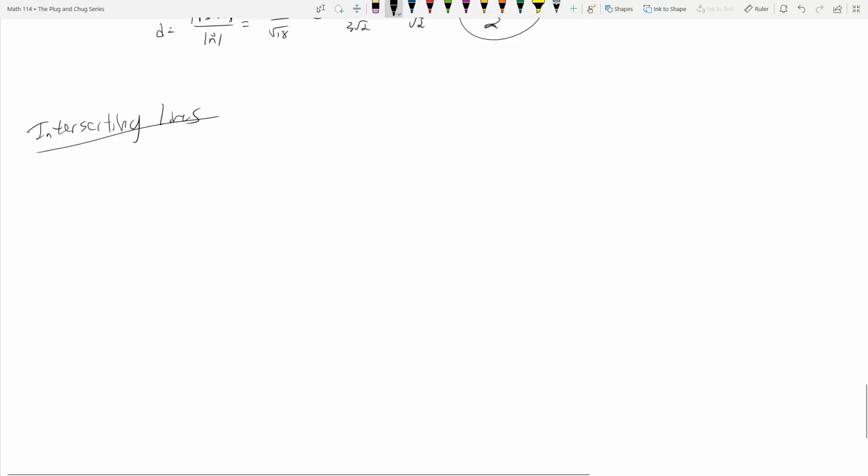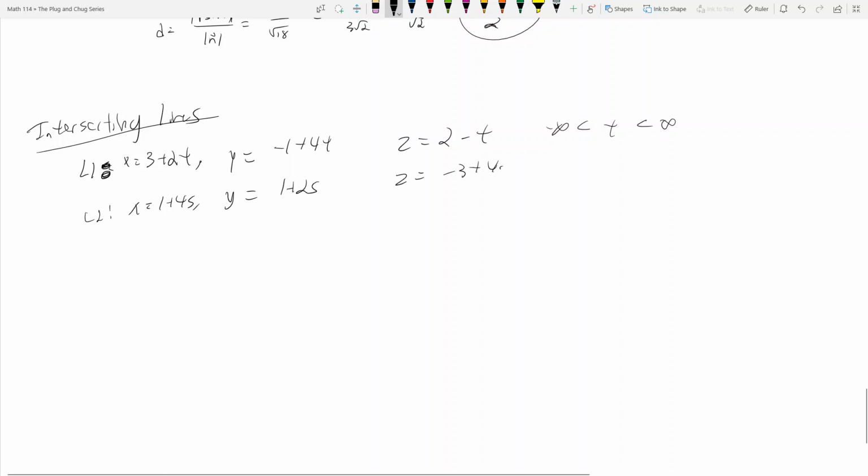So what happens when you intersect lines? Let's take L1: x is equal to 3 plus 2t, y is equal to negative 1 plus 4t, and z is equal to 2 minus t, and t can be any value you want. Then L2, the second line: x is equal to 1 plus 4s, y is equal to 1 plus 2s, and z is equal to negative 3 plus 4s, and s is anything you want it to be.